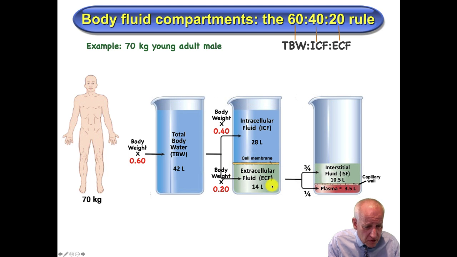And if we take a closer look at this ECF, we see that 3/4 of it represents interstitial fluid in between the cells, and about 1/4 of it represents circulating blood plasma. Not blood, but plasma. So about 3.5 liters of plasma circulates through the cardiovascular system. And this is the parameter that will be very important in determining central venous pressure, the so-called vascular volume.